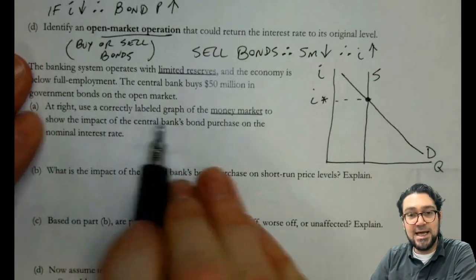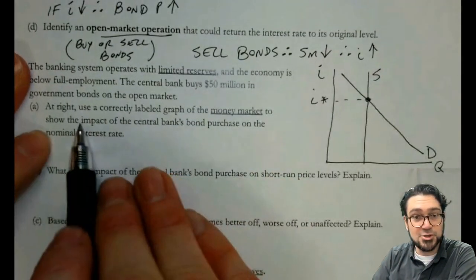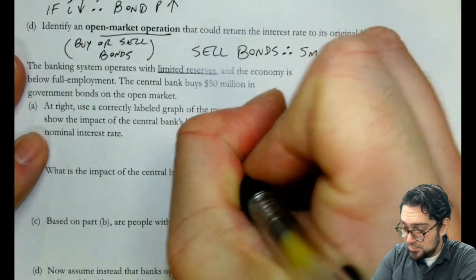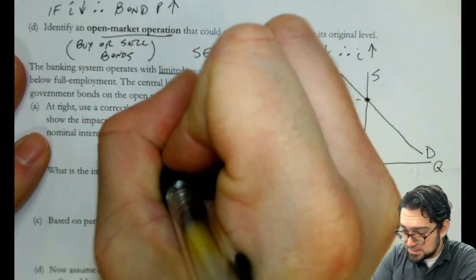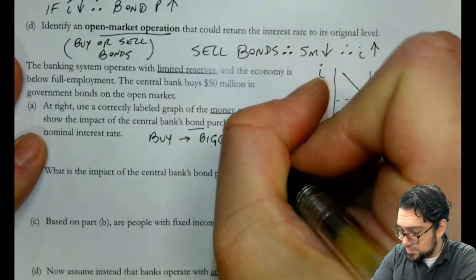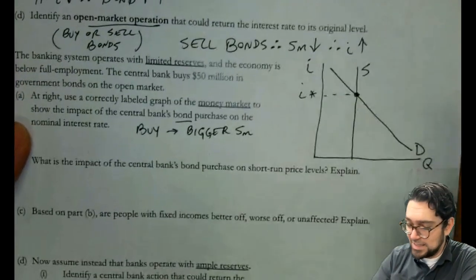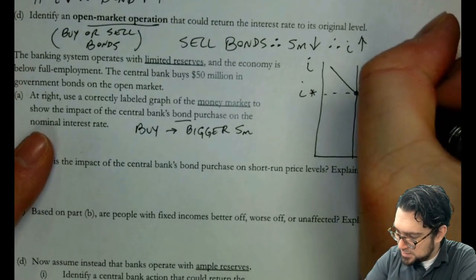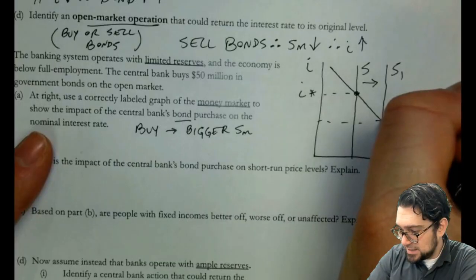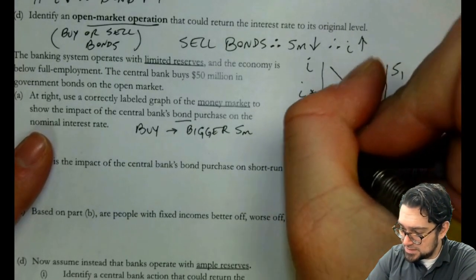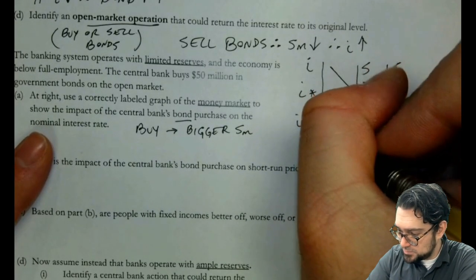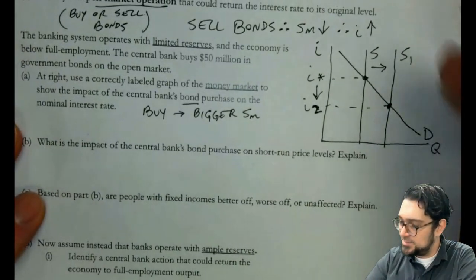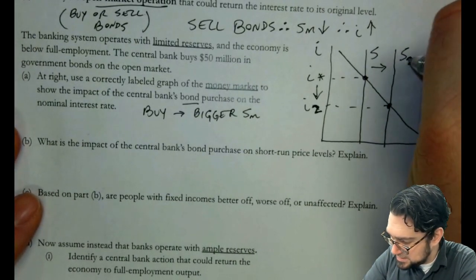Now it says to show the impact of the bond buying. Bond buying means a bigger money supply. Buy bonds, bigger supply of money. That's how we can remember that. So when we shift the supply curve to the right, which is what we're going to show, we should see a lower interest rate as a result. We'll just say i2, because I meant to write i star there and I already had an i star. So we'll just put an S2 to make that consistent.